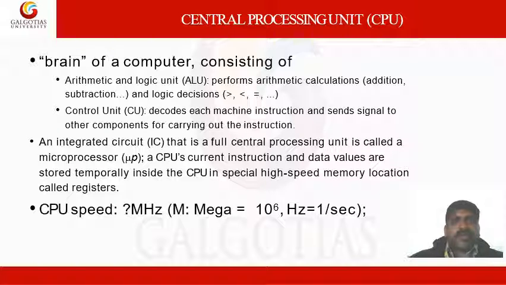The central processing unit is like the brain of the computer, consisting of the arithmetic and logic unit. It performs arithmetic calculations, addition, subtraction, and logic decisions. The control unit, CU, decodes each machine instruction and sends signals to the other components for carrying out the instruction. This is the purpose of control.